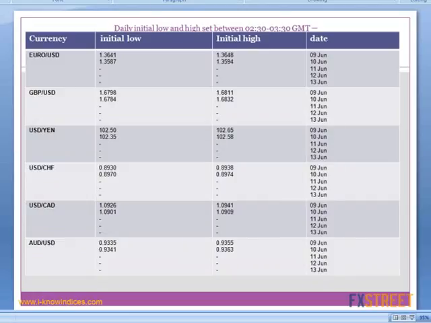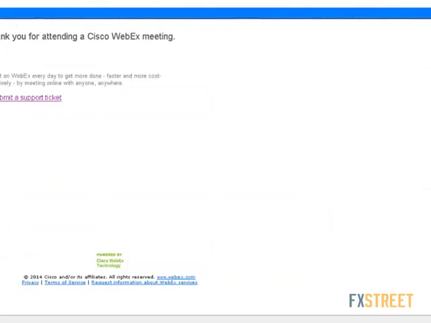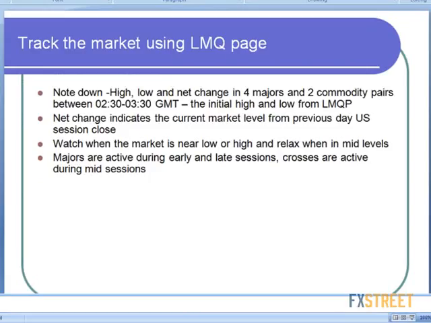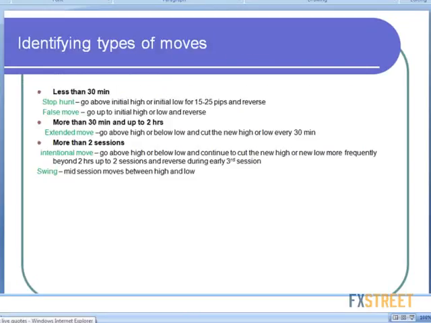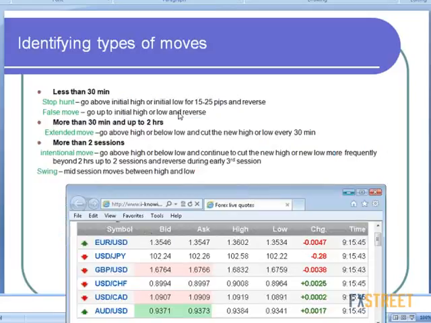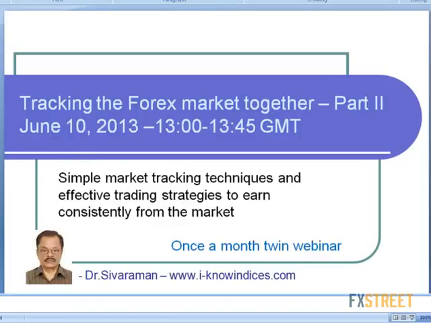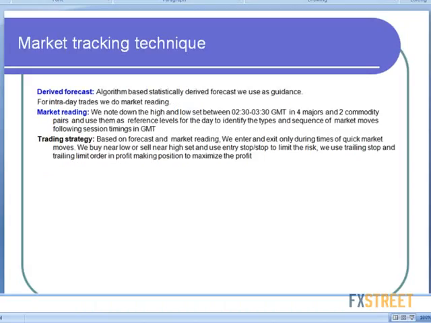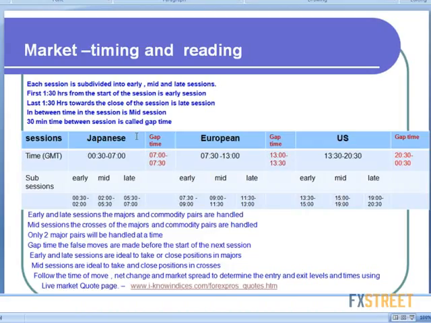Now let me explain to you, for those who have not come to part 1 of the webinar, the type of moves. Because this is the most important thing. So in market reading, first of all, we need to note down the timings of the market. We try to find out what time it is, whether it is a gap time or the US, European or Japanese session.